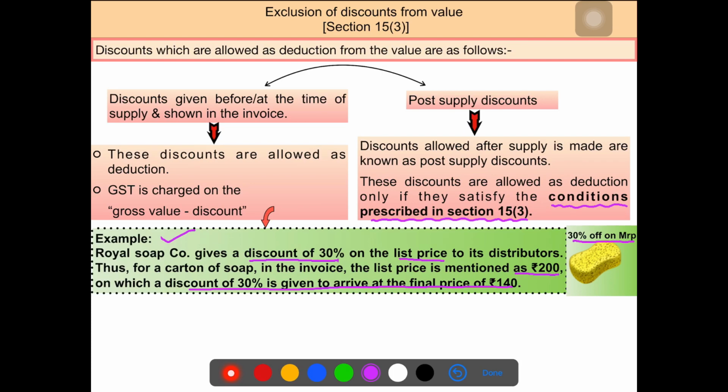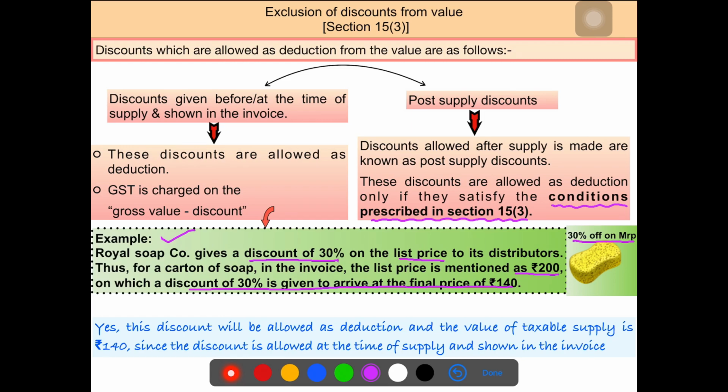So, इस example में आपका list price जो supplier provide कर रहा है 200 है और वो discount provide कर रहा है at the time of supply 30%. वो invoice में भी mention करेगा ये discount. So this discount will be allowed as deduction. Yes, this discount will be allowed as deduction and the value of taxable supply will be rupees 140 since the discount is allowed at the time of supply and shown in the invoice. I hope it is clear to you.